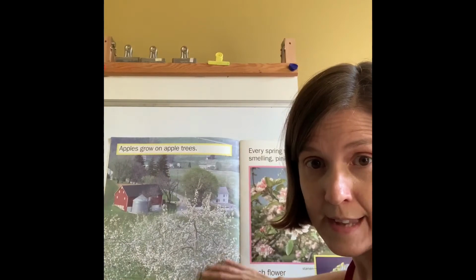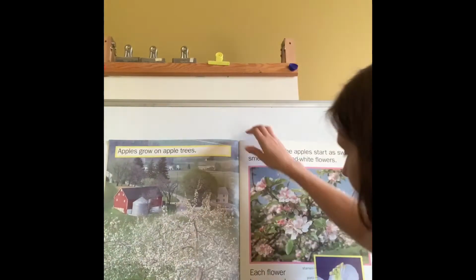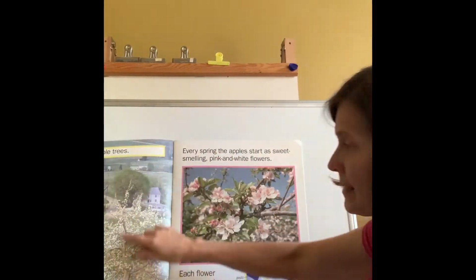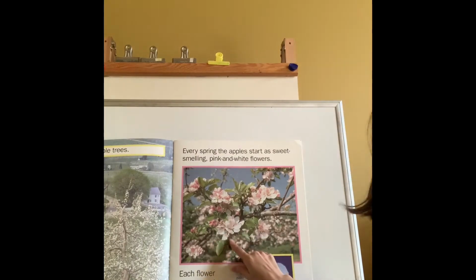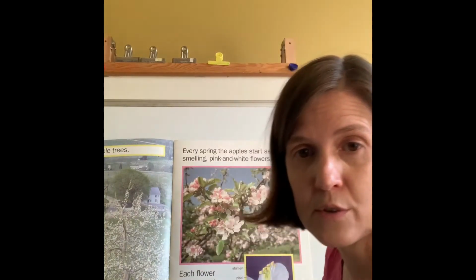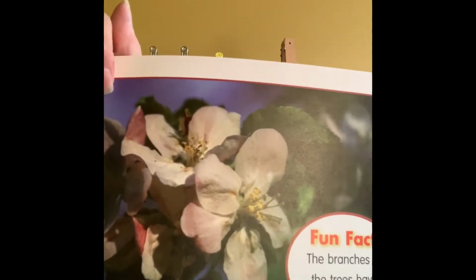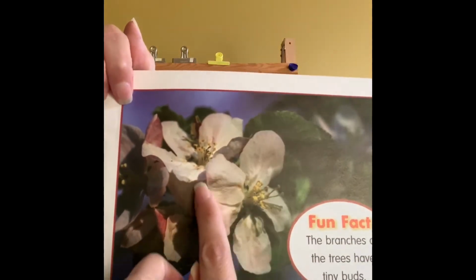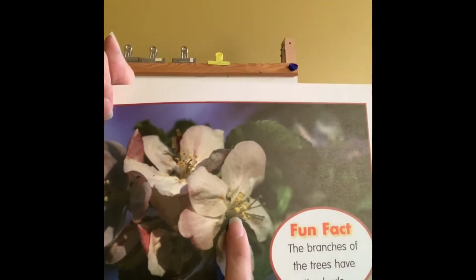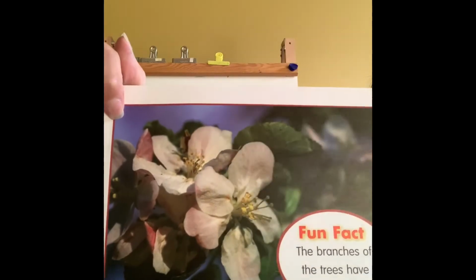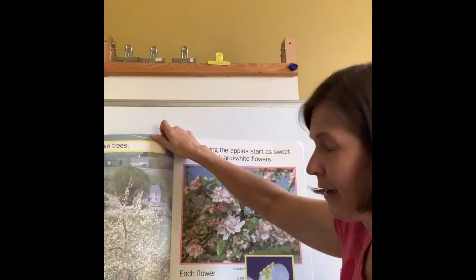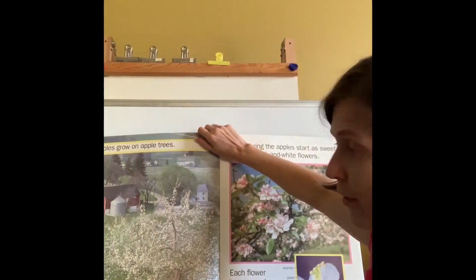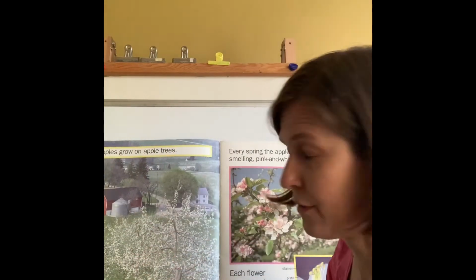Do you see this tree, how it's white? There's all these flowers. This is a springtime tree. There's all these flowers that look like this. Let me show you a close-up picture of the flower. See the pretty pink and white petals? And there's this part in the middle that's kind of yellow. In the spring, an apple tree will have all these pretty flowers all over it.